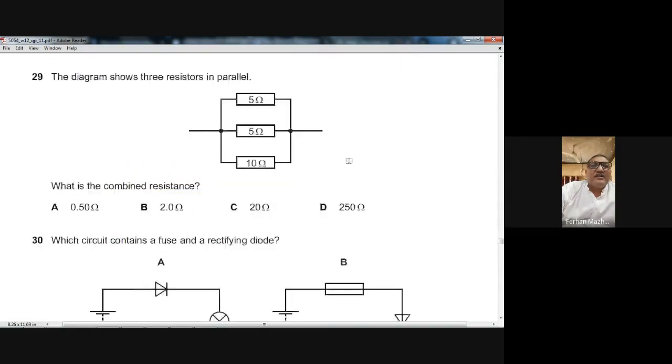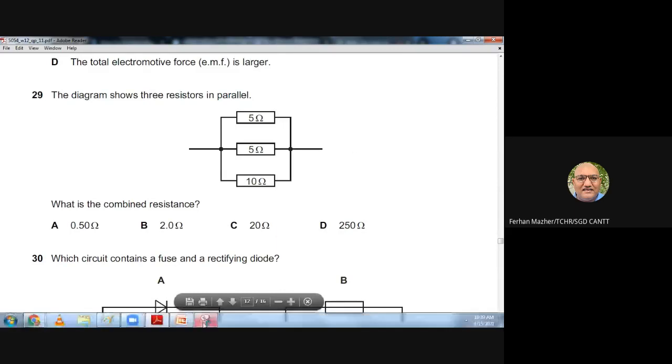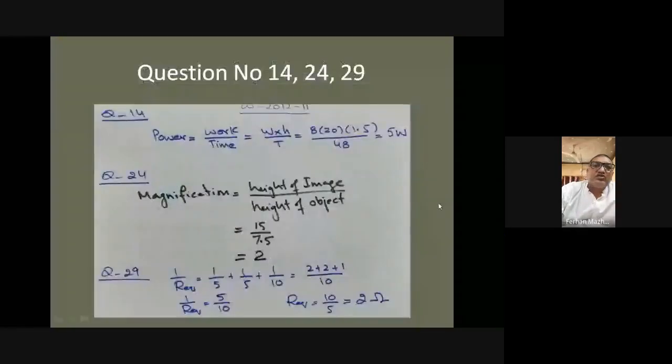Okay. The diagram shows three resistors in parallel. What is the combined resistance? You see these three resistors. They are connected in parallel with each other, so I can find their equivalent resistance. I have done this on a paper. Let me show you my work.